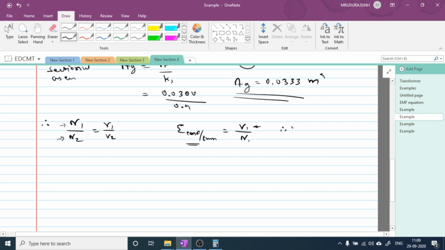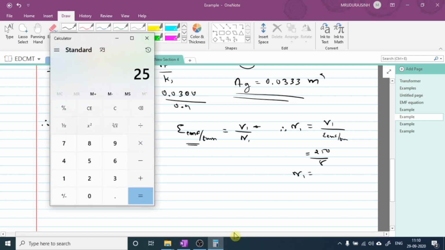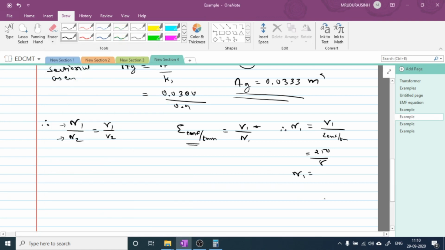So N1 is equal to V1 divided by EMF per turn, is equal to 250 divided by 8 gives us N1 is equal to 250 by 8, 31.25. Turns can be 31 or it can be 32. It cannot be 31.25, right? So we will round it off and roughly take it as 31 turns. So we'll get the N1.